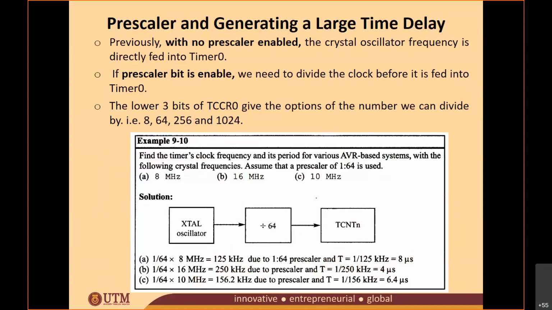Okay, while for C, if your oscillator frequency is 10 megahertz, you use a prescale of 64, so 10 megahertz divided by 64 first, you will get this frequency here. From this frequency, you will get your new T.